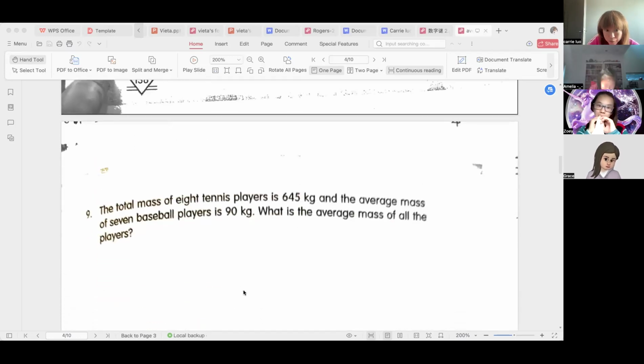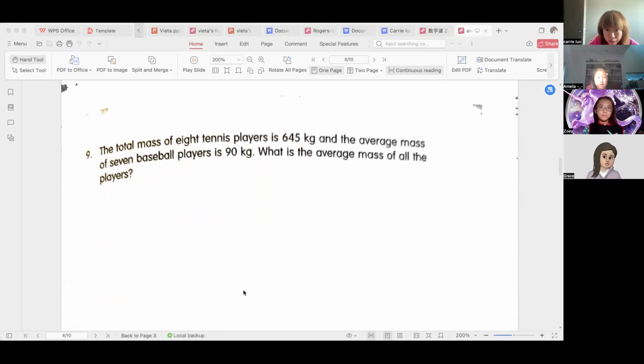Okay, so number 9. The total mass of the 8 tennis players is 645 kilograms, and the average mass of the 7 baseball players is 90 kilograms. What is the average mass of all the players? Mimi?